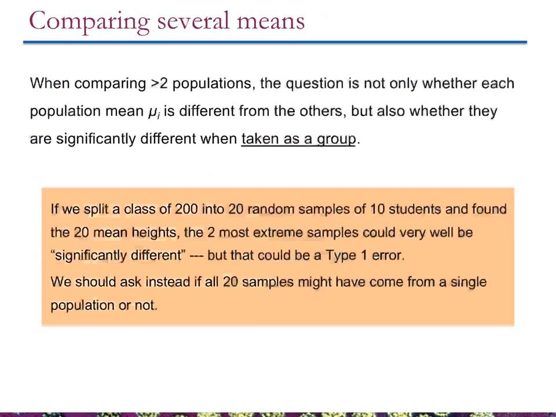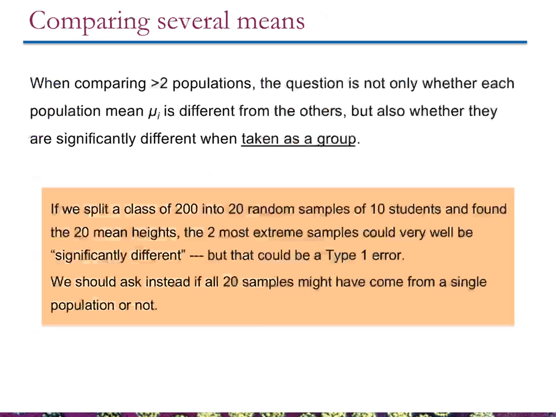As I've already said, when we're comparing more than two populations, we have to avoid that problem of multiple comparisons. So the question in a situation like this is not only whether each individual population mean is different from the others, in other words, whether or not we have multiple populations that we're sampling from, but also whether they are significantly different when taken as a group, when considered as a whole.